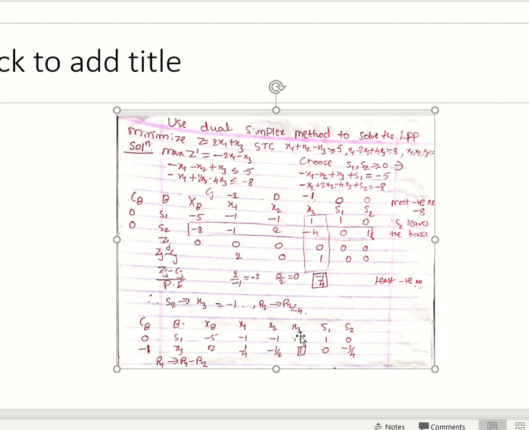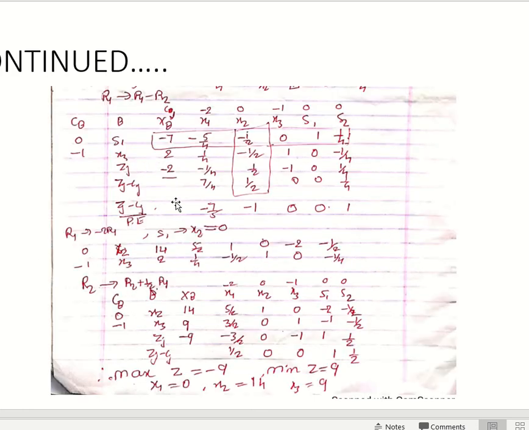So what operation do we have to apply? R1 implies R1 minus R2, because here also 1, here also 1. So after applying the row operation, we will get like this. Cj remains the same, and Cb also remains the same, B also remains the same. Now apply R1 implies R1 minus R2. We will get here minus 7, minus 5 by 4, minus half, 0, 1, 1 by 4, and this part remains the same. Compute Zj.